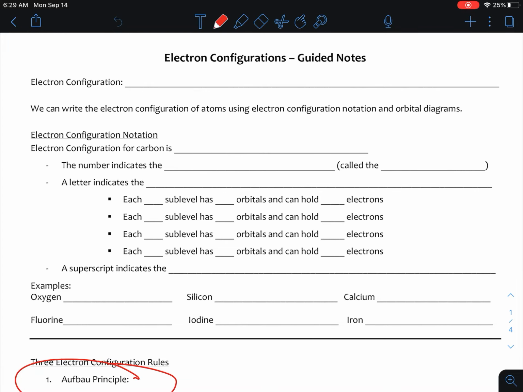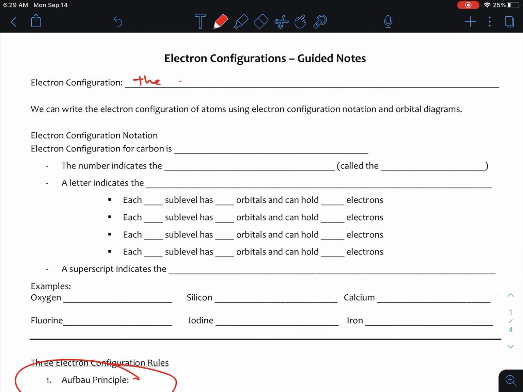All right, good morning. Let's talk about electron configuration. So electron configurations you can think of as the arrangement of electrons, I'm going to abbreviate by saying E minus, in an atom. So in essence, how are electrons set up around the nucleus of an atom? We can write out the electron configuration of atoms using electron configuration notation and orbital diagrams. So we'll talk about that.